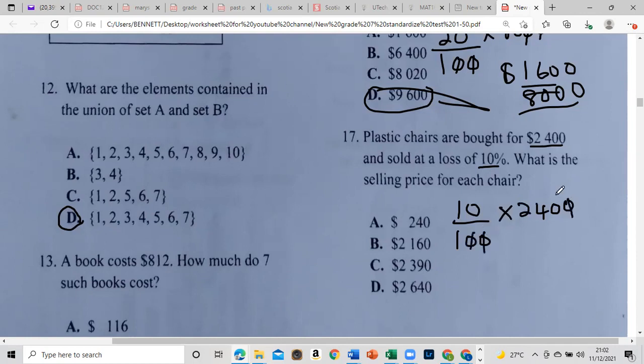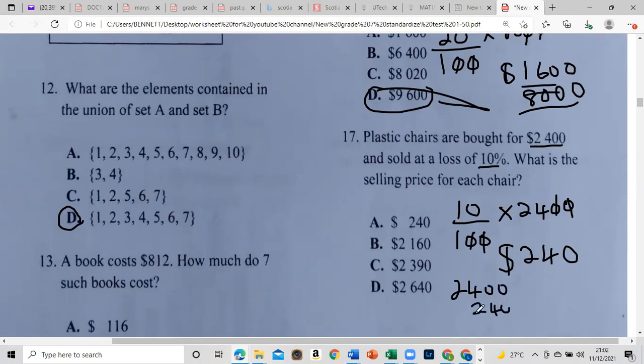Pay them no money, you know. So that works out to $240. So this is the amount that he will actually lose. So what we do, we subtract 240 from 2,400. So it will be 2,400, because remember, it's at a loss, alright? Minus 240.